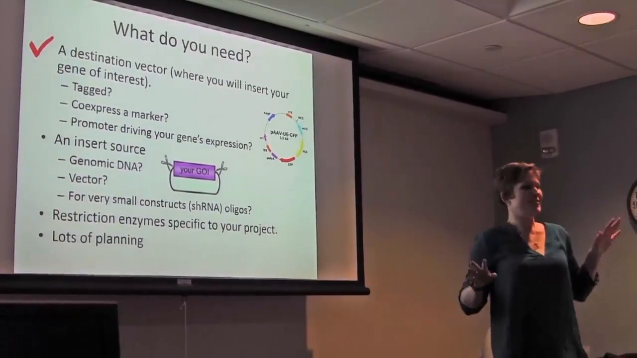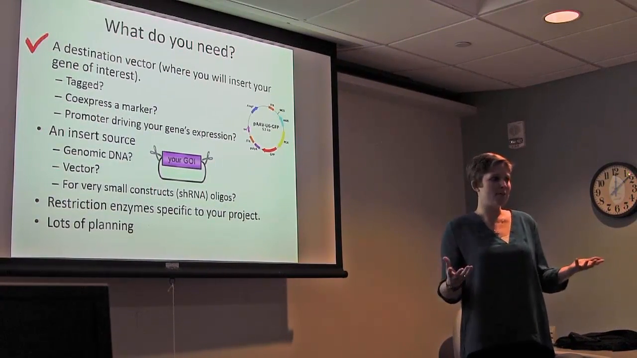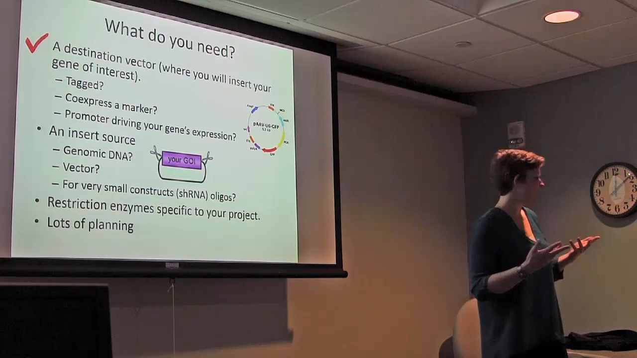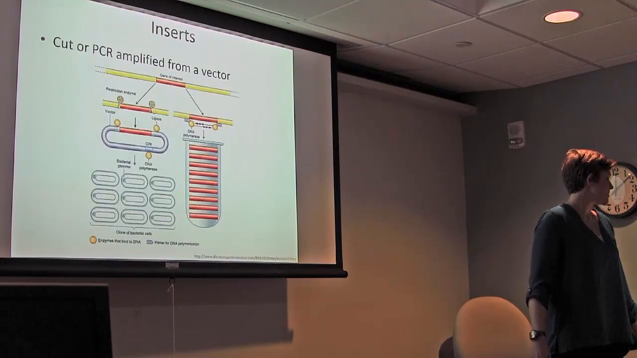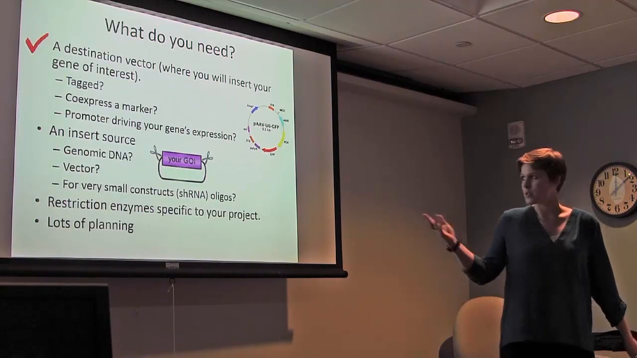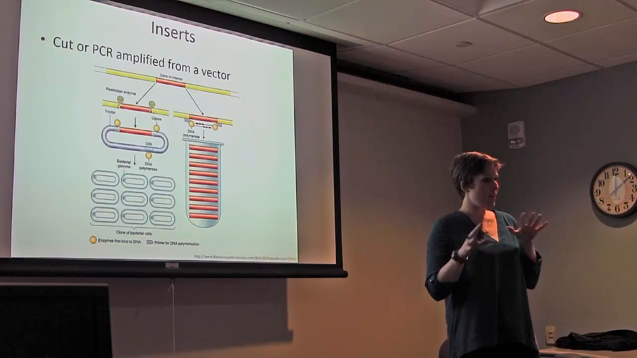So that's the easy part. You find the plasmid you want, you order it, and now you've got an empty plasmid that you can pop whatever you want into. The big thing for cloning is figuring out your insert source. So, some different ways you can make those inserts.